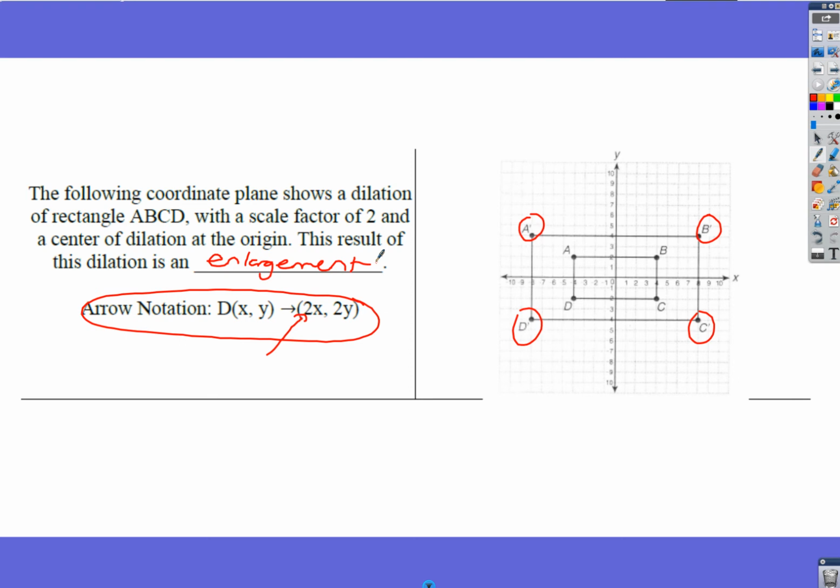We started with a smaller rectangle, it got bigger. How much bigger? Twice as big. I'll teach you a little secret now, because I know I'm not going to get to it today, but then we'll see who remembers it tomorrow.